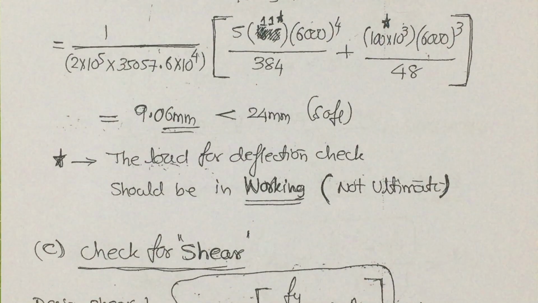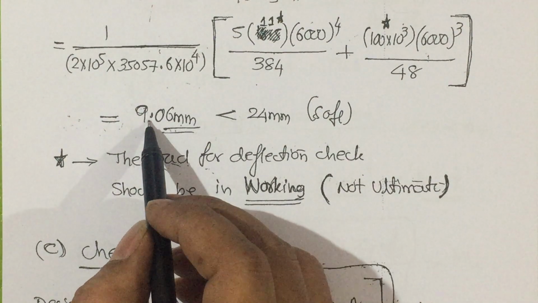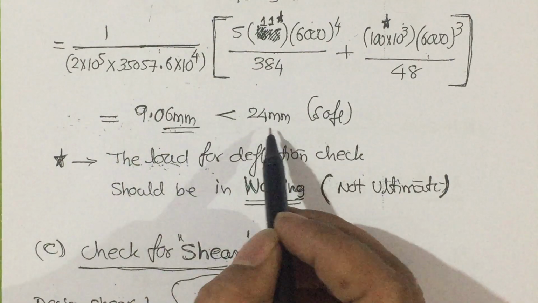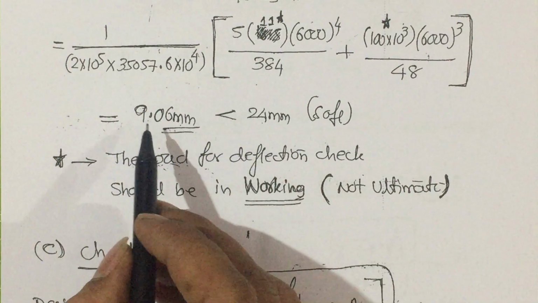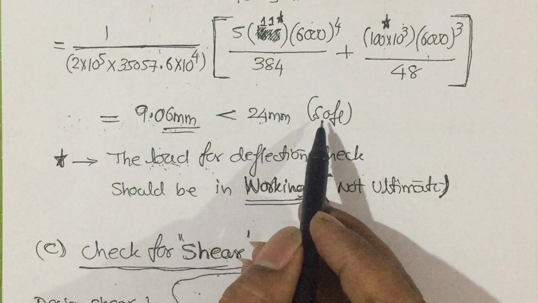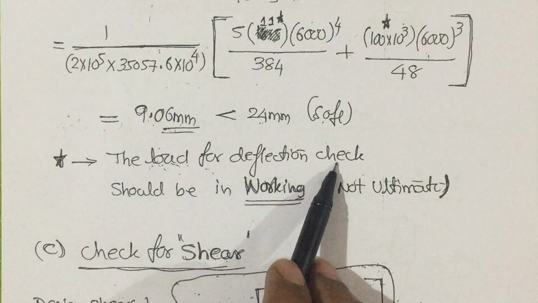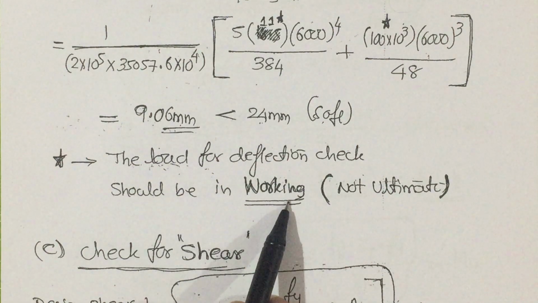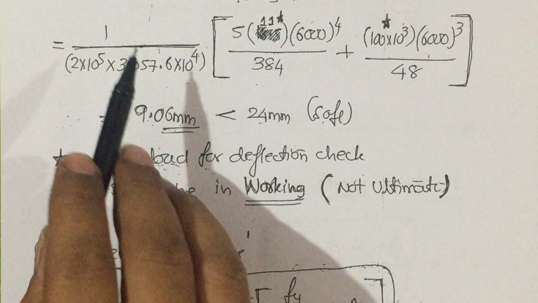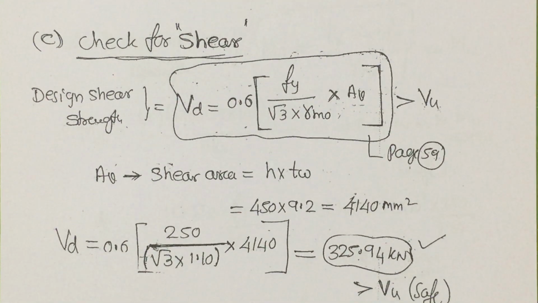So, substitute the values. Delta value we got as 9.06, permissible deflection is 24. So, the actual deflection is less than the permissible deflection, therefore, our design is safe. The load for deflection check should be the working load, not the ultimate load, that is small w and capital W values. Then we will go to the check for shear.